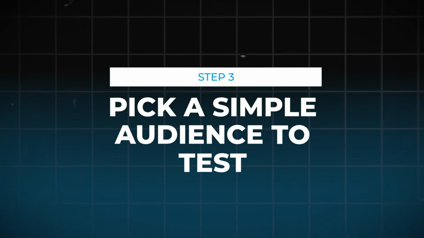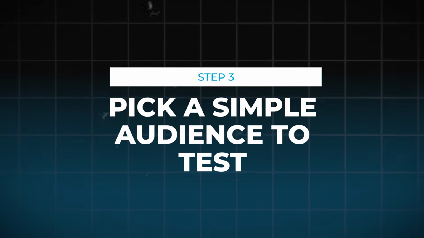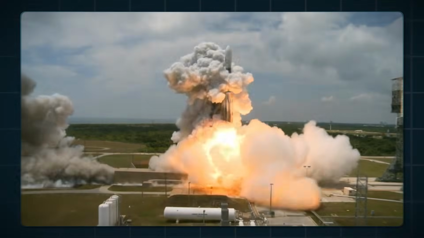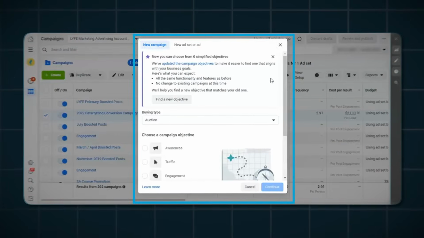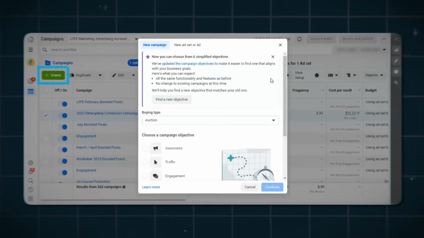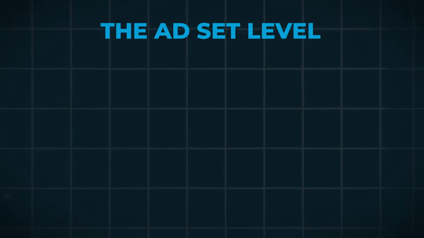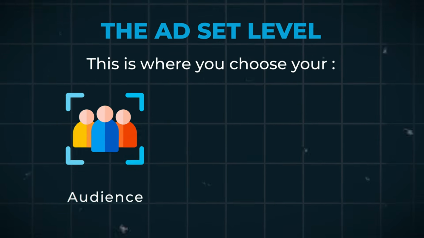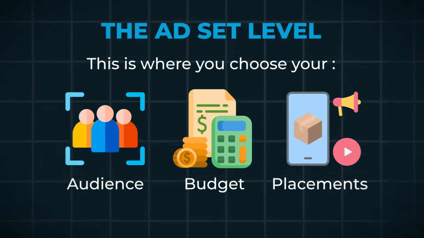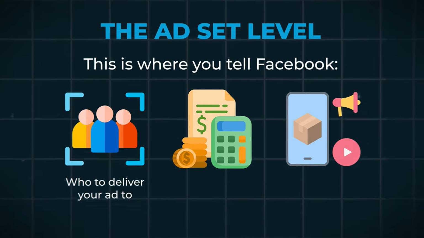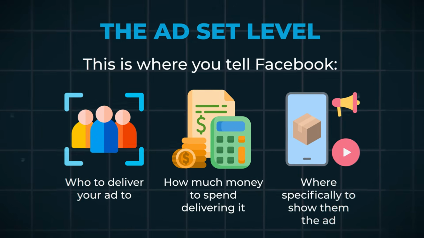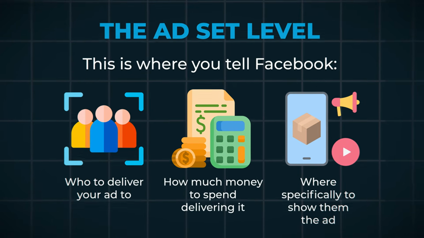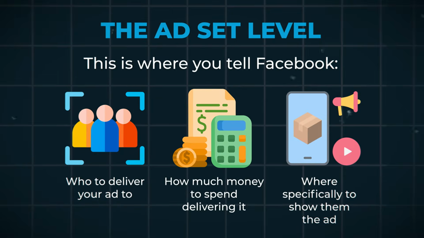From there, we're going to move on to step 3, pick a simple audience to test. Now this step is easier than ever because targeting on Facebook used to feel like rocket science, but not anymore. After you choose your campaign and click through the campaign screen, the next screen is the ad set level. This is where you choose your audience, your budget, and placements, aka this is where you tell Facebook who to deliver your ad to, how much money to spend delivering it, and where specifically to show them the ad, whether that's in the Facebook feed or between Instagram stories or what have you.